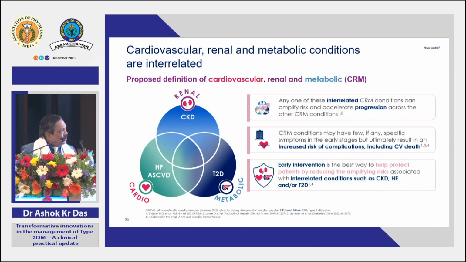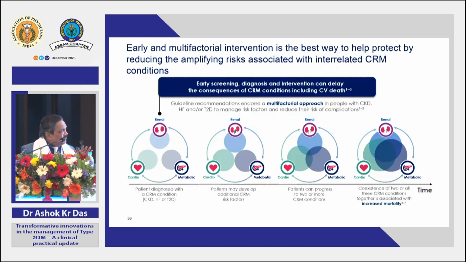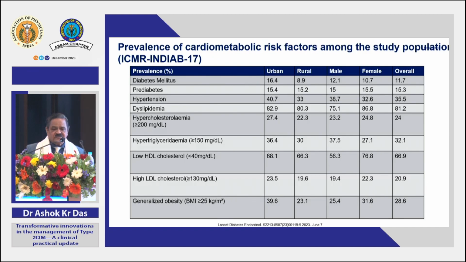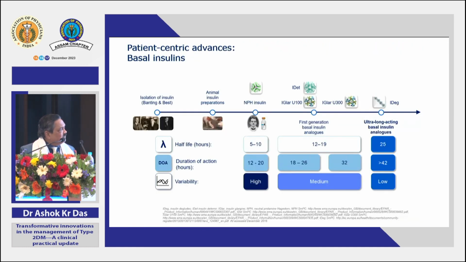Therefore, if you look at the CRM, there are plenty in type 2 diabetes, and early multifactorial intervention is the best way to help people protect by reducing, amplifying these factors. And therefore, this is the prevalence of the cardiovascular risk factors in the study population as per our India paper. And it's very important that we concentrate on this aspect of the paradigm shift in the management. Dear friends, I'll pass on to the patient-centric advances in insulin.